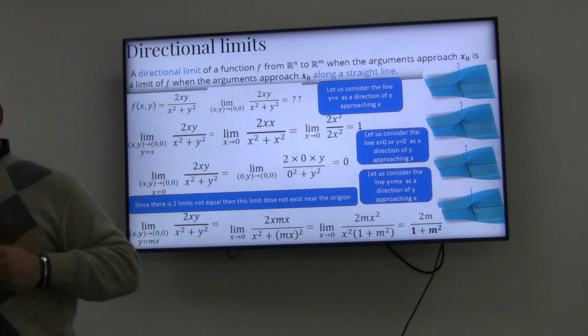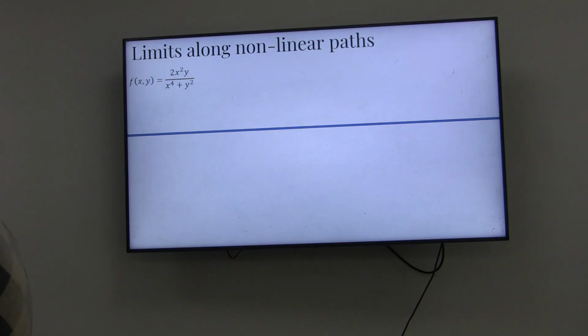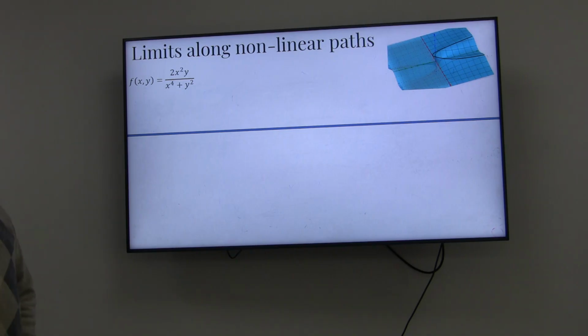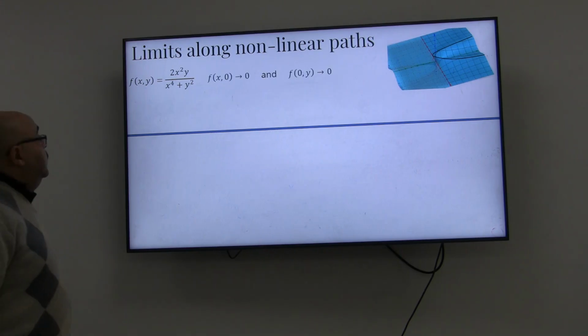Wait, come let's see another problem. Here it says limits along non-linear paths. What if I solved the previous problem, or a problem similar to it, which is 2x squared y divided by x to the power of 4 plus y squared? I'm trying to approach the origin, but using the non-linear curve y equal to x squared. Mr. Ahmed, what do I do? I don't use y equal to x. So y equals x squared.